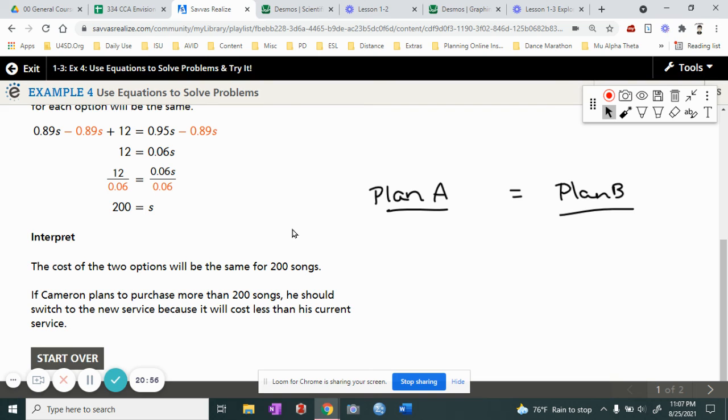So here's the thing. Will Cameron purchase less than 200 songs? If so, he should stay with plan A. Will Cameron purchase more than 200 songs? If yes, he should switch to plan B. If you were in Cameron's position, thinking about the amount of music you listen to or download to your devices, which plan would you choose?